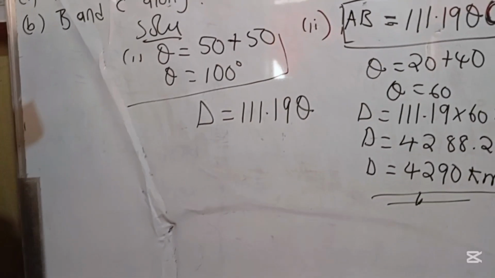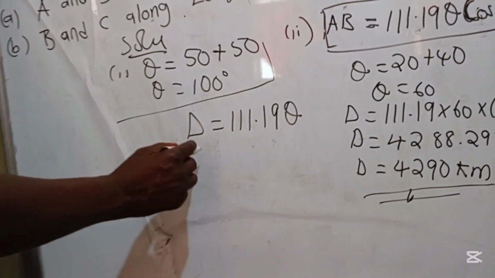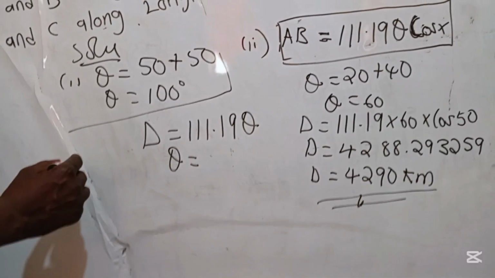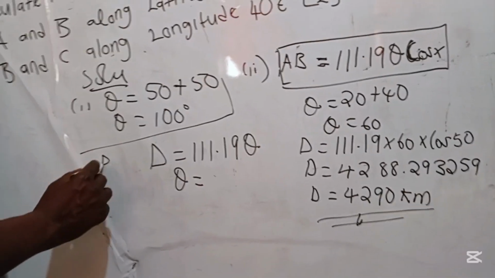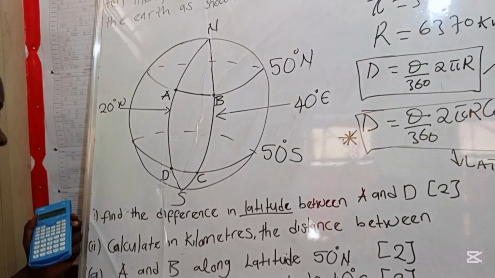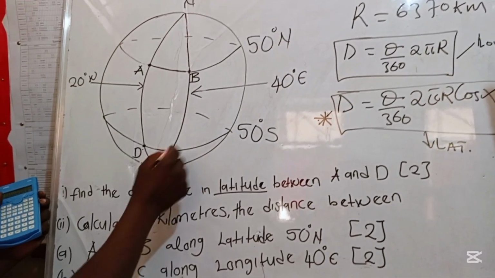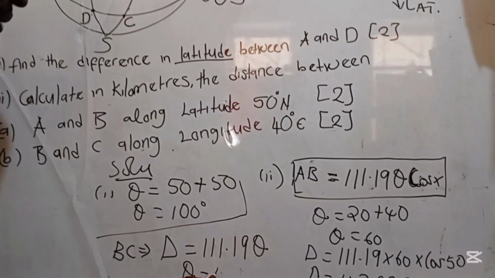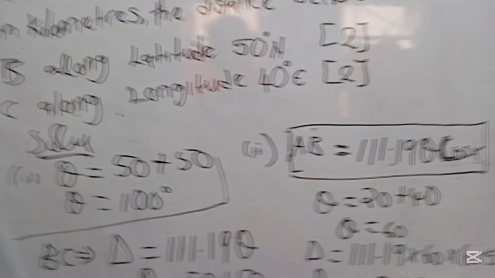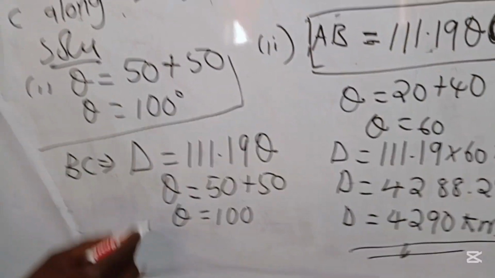It is 111.19 theta. Of course, I have to look for theta. What is my theta between these two? Which points am I looking at? I'm looking at BC, distance BC. You can see here I've got 50 north, 50 south. So you add them: 50 plus another 50 gives you 100. So this 100 you have found, it's a matter of just bringing it here.